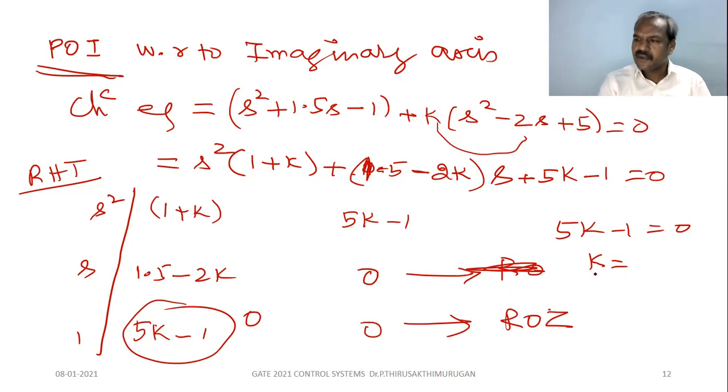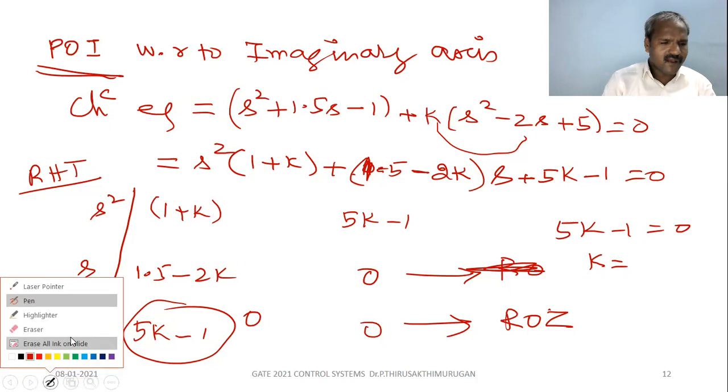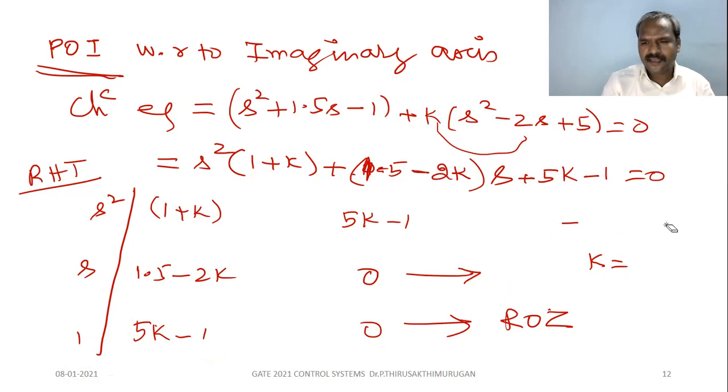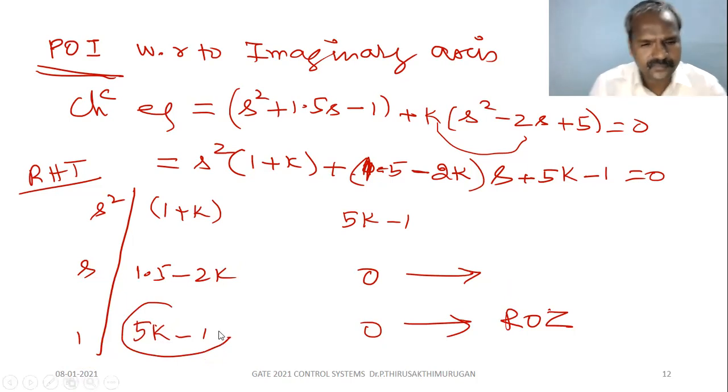For marginal stability, right? Row of 0 here, sorry. What I assumed is correct. So this row we can make a row of 0.